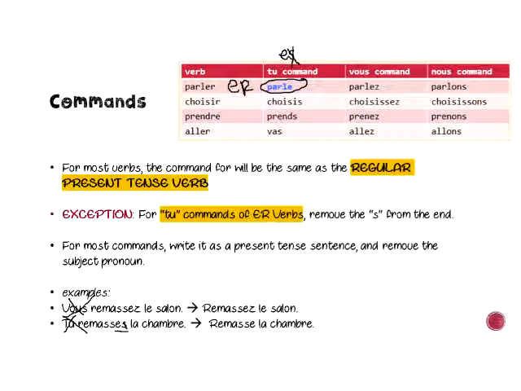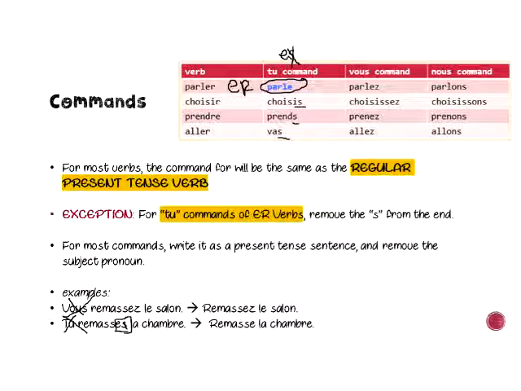If this weren't an ER verb, if it were an IR verb, or an RE verb, or an irregular verb, that S would stay. I'm not going to take it away unless it is an ER verb. I know it's an ER verb because the last two letters are ES. So if you have a tu form of the verb that ends in ES, you want to make it a command, you just drop the S.